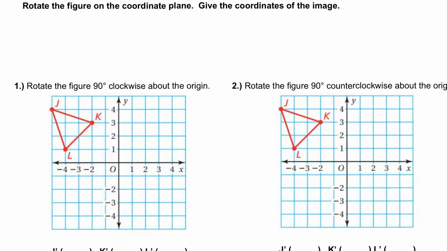And let's go ahead and rotate, we'll turn our page the correct way and plot those new points to get our rotated image. So J prime is -4, -5. That's J prime. K prime is -3, -2. And L prime is -1, -4. And if we connect the dots here, there's our rotated image 90 degrees counterclockwise, or 90 degrees left.